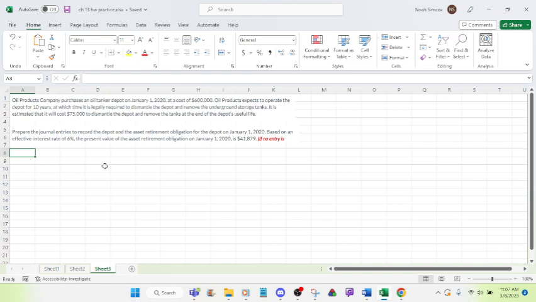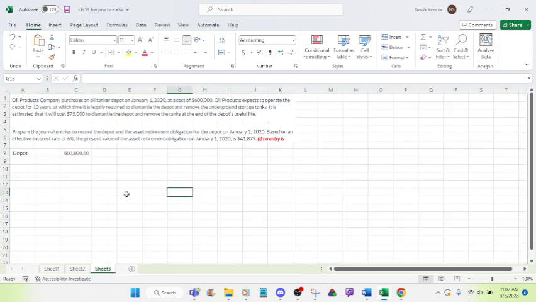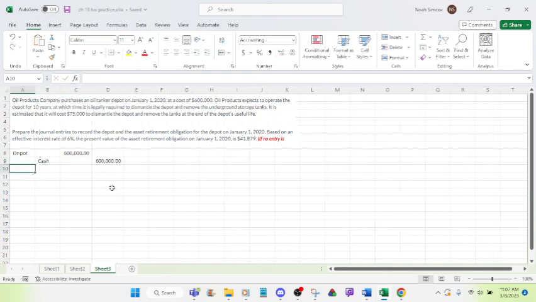Maybe it doesn't matter, but again, I don't know. I'll just have to look at the book. It doesn't. That's literally only relevant for the... I'm gonna say depot for 600,000, and cash. So that's they bought it. Simple.